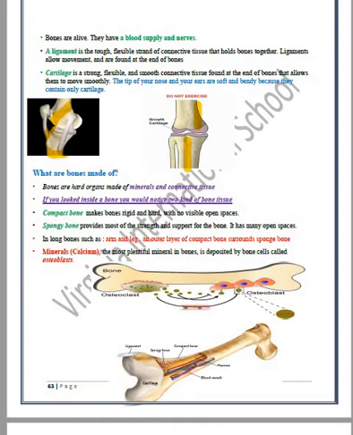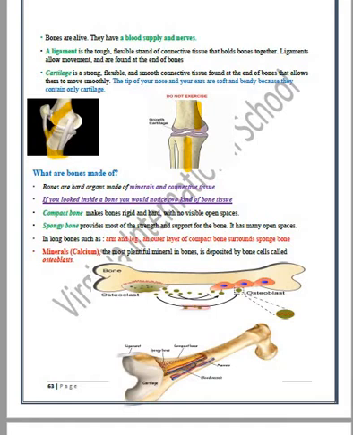So the bones are connected together through a tough strand called a ligament, and this ligament is tough and flexible, and it's made up of connective tissue that is able to hold the bones together. Because it's going to hold the bones together, it has to be tough, and also it has to be flexible to be able to move the bones.